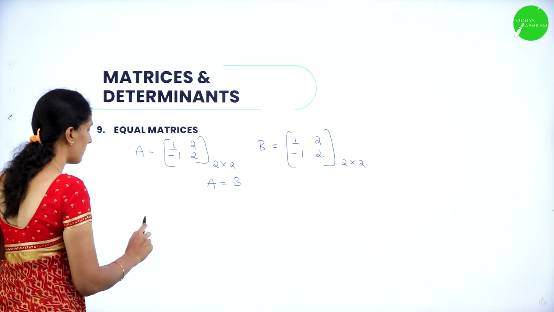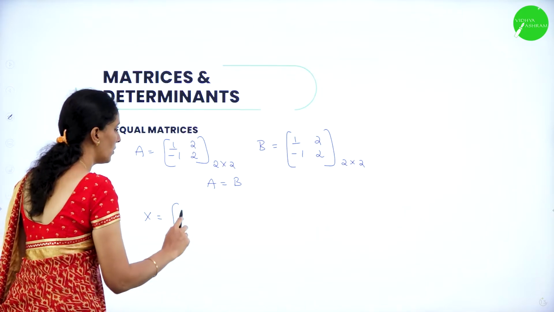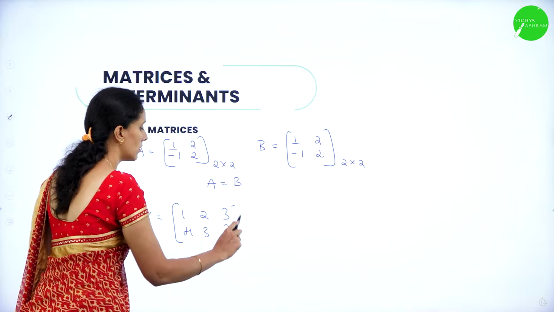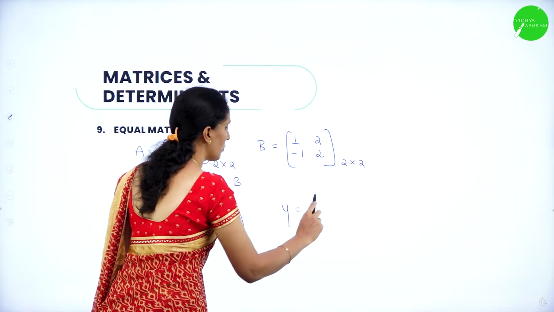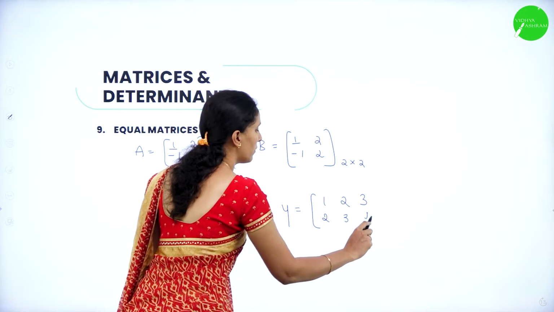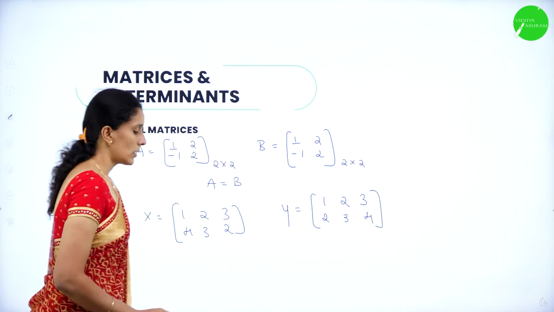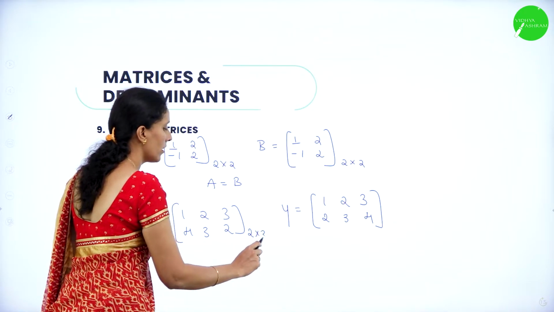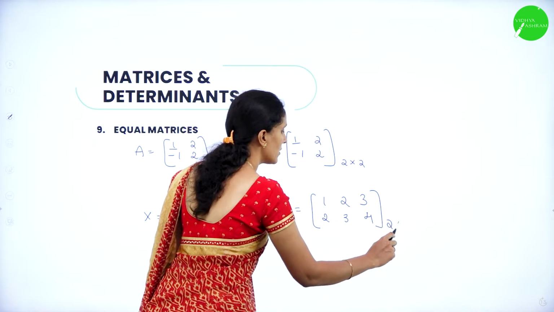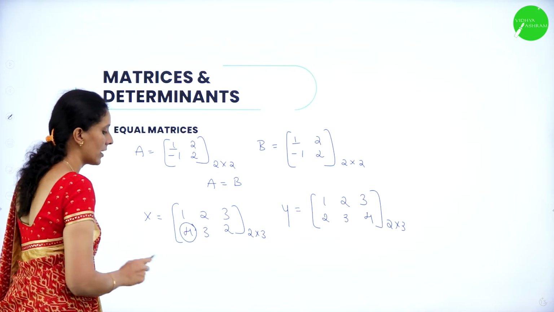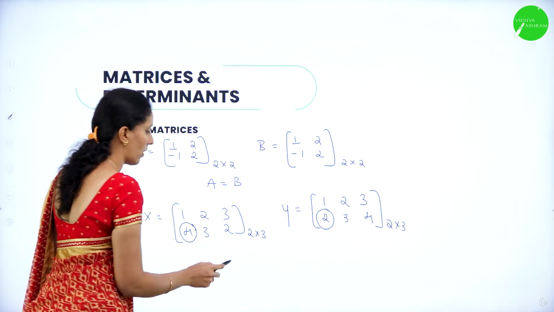Take one more example. X is equal to 1, 2, 3, 4, 3, 2. Let Y is equal to 1, 2, 3, 2, 3, 4. So look here, the order of matrix X is 2 cross 3. Here also the order of matrix Y is 2 cross 3. But the corresponding elements here are not equal.